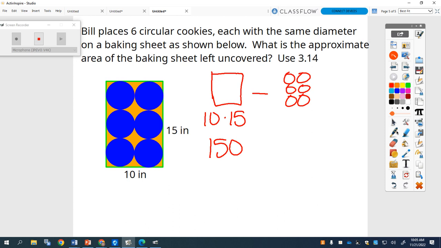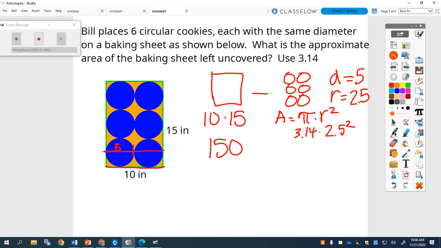Now, to find the area of all of my circles, I have to find the area of one of my circles first. Then I can multiply it by 6. Well, watch. From here to here to here is 10 inches. Those are the same, right? That means that from here to here is how many inches? 5, right? But that's the diameter of the circle. I don't need the diameter. I need the radius, right? So if my diameter is 5, what's my radius? 2.5. Okay, so here we go. Let's find the area of one of my circles. So, area equals pi times radius squared, right? So 3.14 times 2.5 squared.